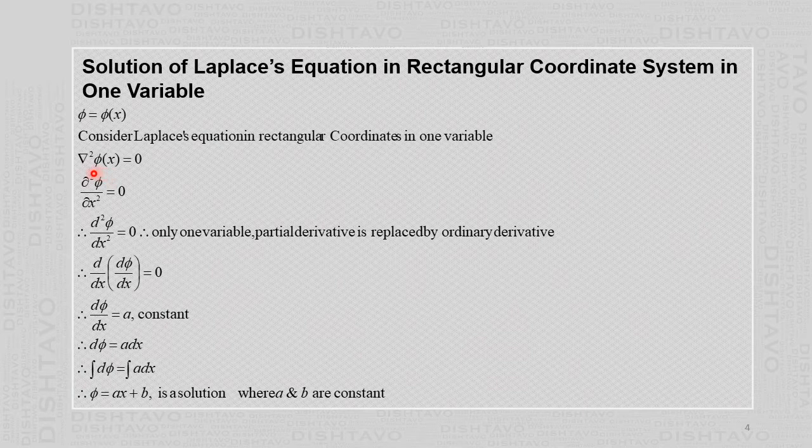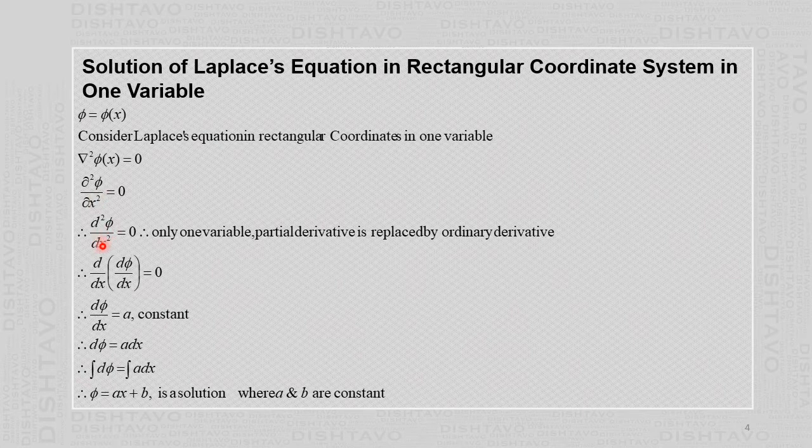Now this Laplacian del square phi, we take only the first term of that. The second and third terms we don't take because it does not depend upon y and z. So del 2 phi by del x2 equal to 0. Now here, since there is only one variable, we can convert the partial derivative into the ordinary derivative, because there is no difference between an ordinary derivative and a partial derivative.